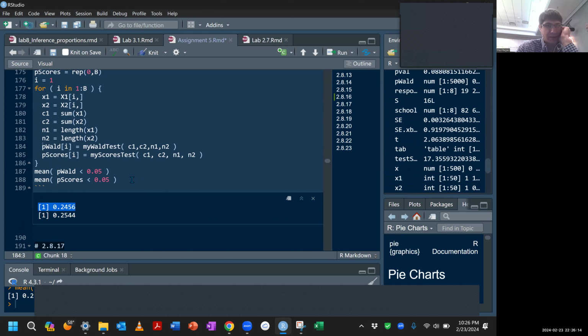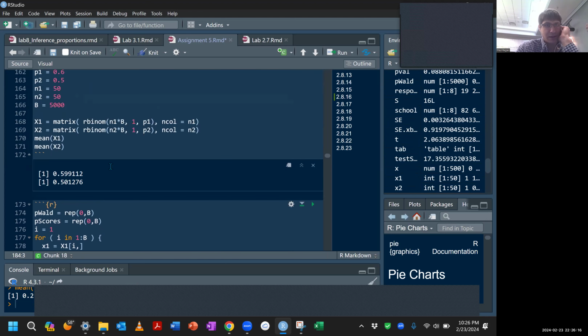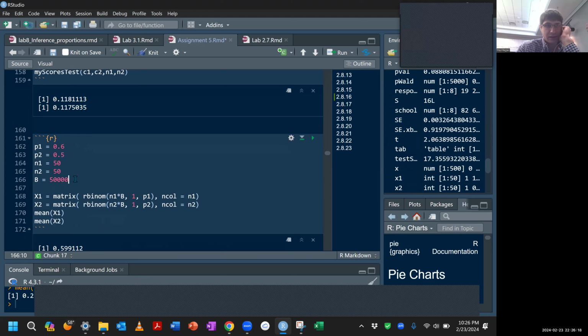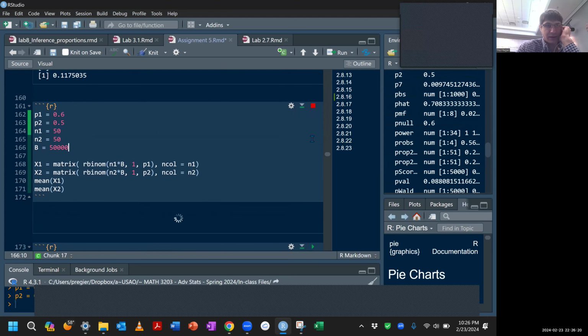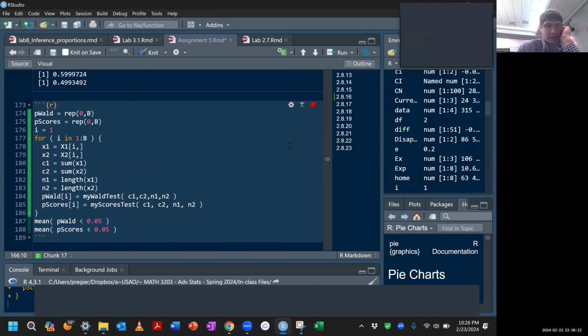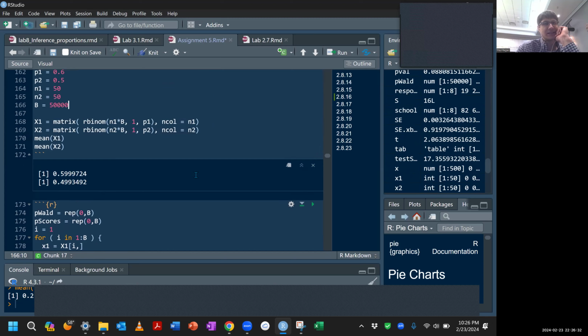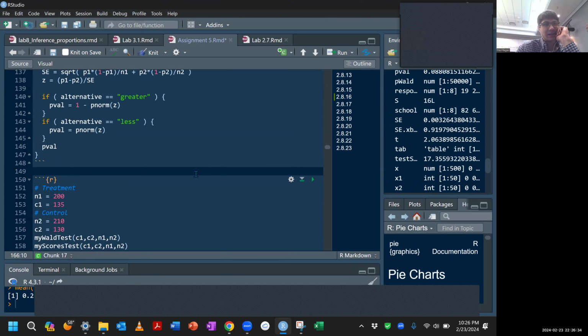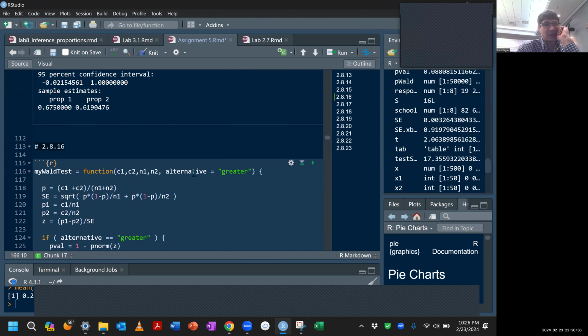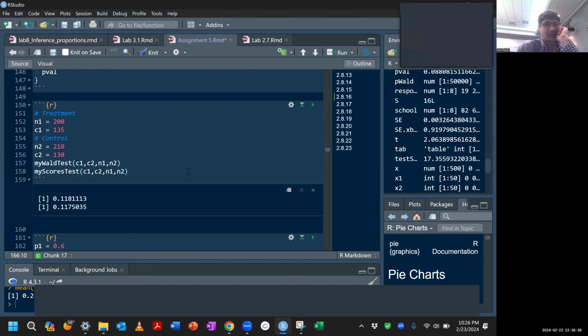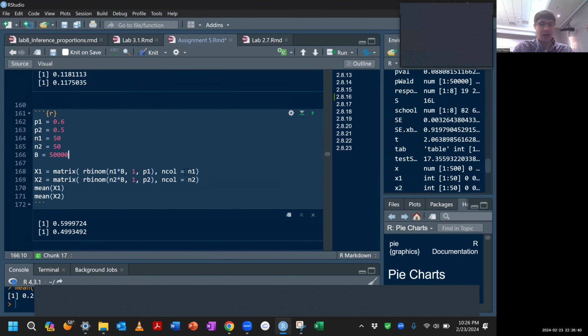But yeah, you can think about that. And maybe we'll get different answers. Maybe I should increase my B. Maybe I should run the test a little better. It's going to take a while. So they're very close. That surprises me. The score test doesn't take into account the null hypothesis that they're equal. But in any case, that's how you would do a power test for that.